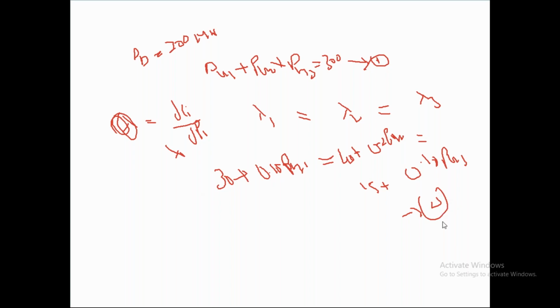So let's consider this equation 2. By solving the 2 equations, you will get equation 3. You will get equations in terms of Pg1, Pg2, Pg3 and constant. Just solve it. I will give 10 minutes time. Just solve it. I will tell you the answers.